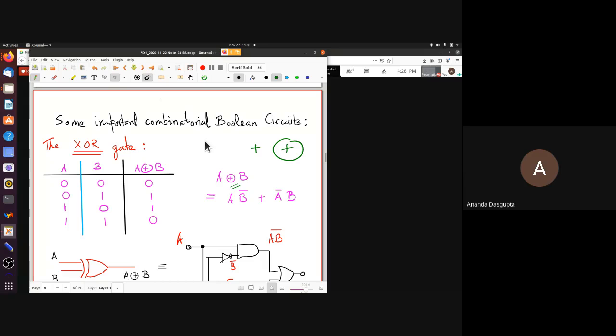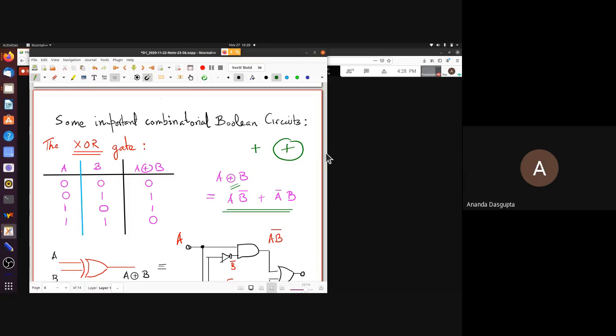But if you were to appear in the exam and at the same time you were to fail, that would be rather unfair, right? So 1, 1, which gives you 1 in the usual OR, gives you 0 in the exclusive OR. So exclusive OR is A and not B, or not A and B. That's what the form is.